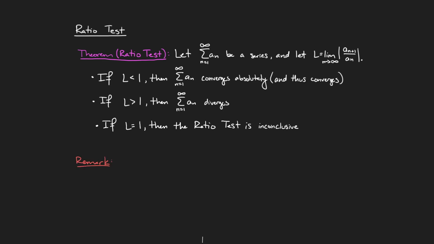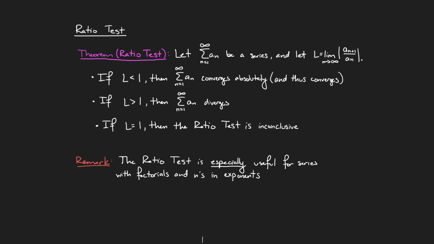A quick remark before we move on to some examples is that the ratio test is especially useful for series that involve factorials or n's and exponents. And we'll see why that's the case as we work through these examples.